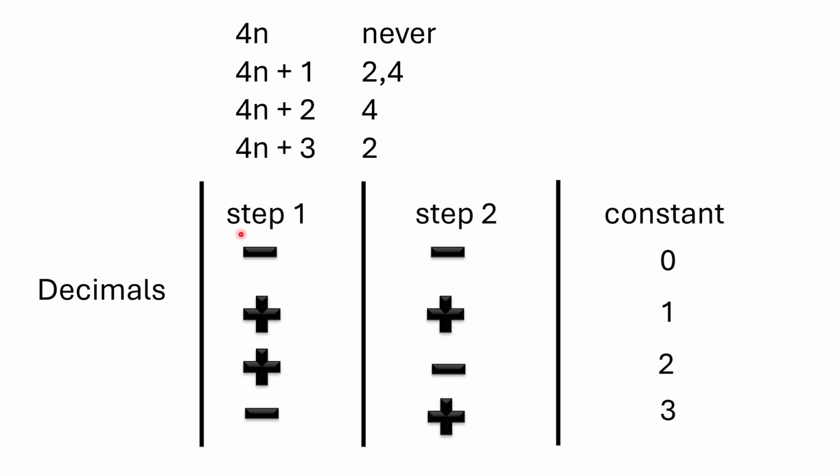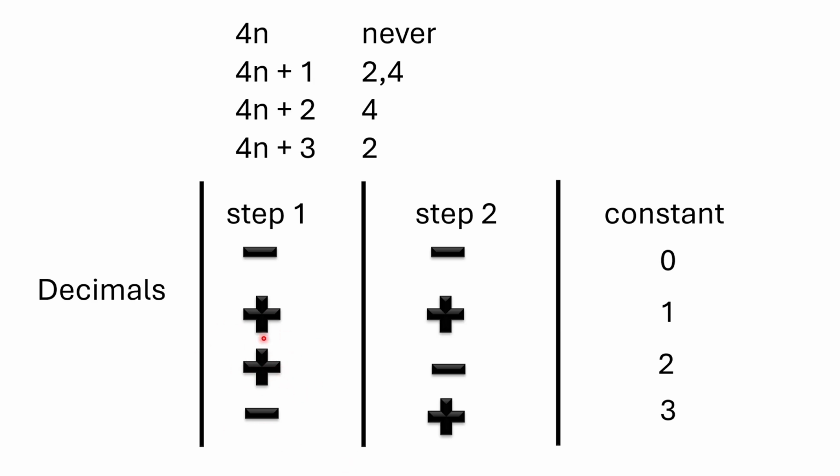And I just realized I made some mistakes in here. This should be step 2 and this should be step 4. I made mistakes in here, but whatever, let's continue. So in here we have 4n plus 1. So we got decimals in both places, right? So if we have decimals in both steps, then our constant is 1. So we add 1 to our 4n.